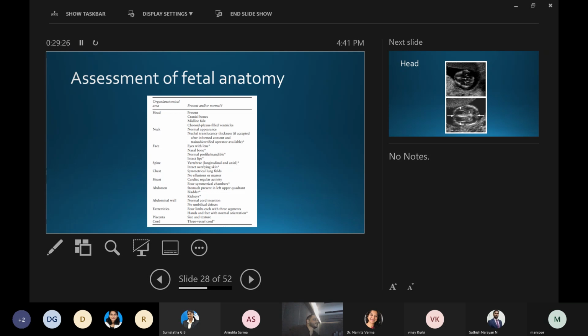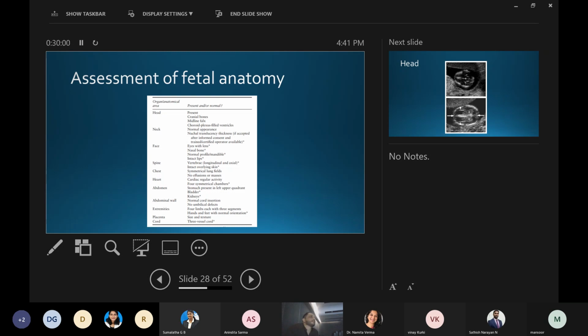The extremities, all four limbs are present or not, all three segments in each limb, proximal, mid, and distal. For example, in the upper limb, the humerus, in the forearm, the two bones, radius and ulna, and then the open hand. So hands and feet should have normal orientation. That is, leg and foot should be at right angle. Similarly, the hand should be at a normal position with the forearm. There should be no club foot or club hand.